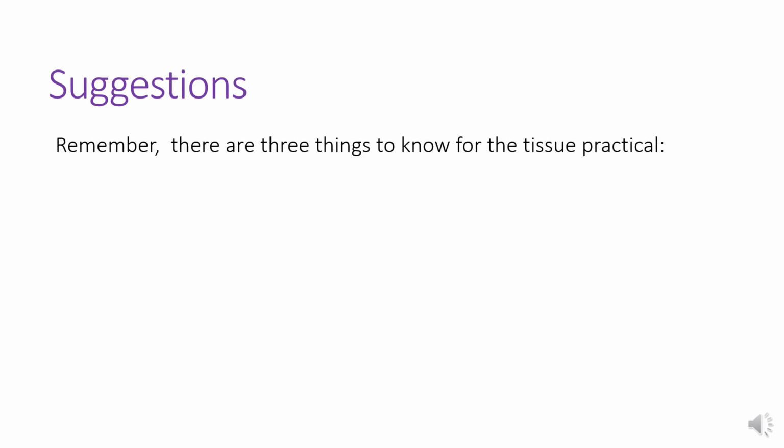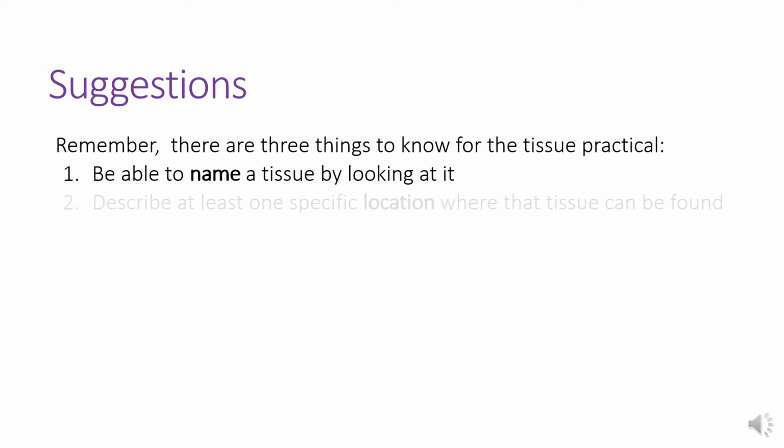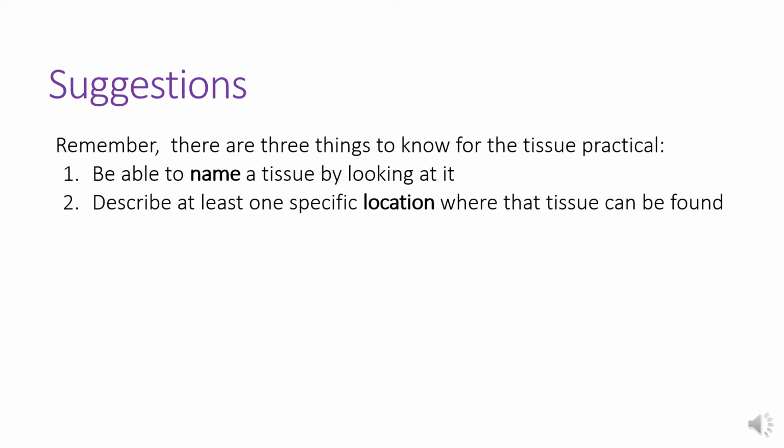First is to remember there are three things that you need to know for the tissue practical. One is you need to be able to name a tissue just by looking at it using our dichotomous key. Two is you need to be able to describe at least one specific location where that tissue can be found. And by specific, I mean don't just name an organ. Organs are groups of tissues, so what part of that organ is made of that type of tissue?